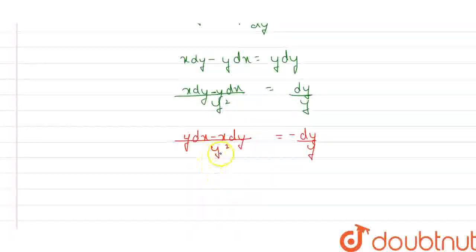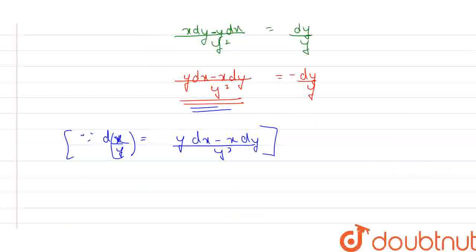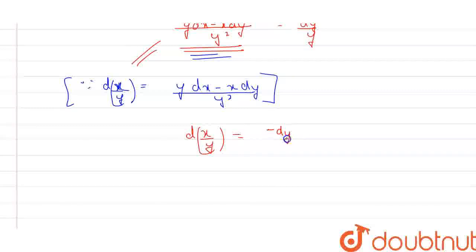Now you will notice why I've written this part, because somehow I have to find the differentiation of x by y, because you know that this term is basically the differentiation of x by y. Look here carefully. Using the chain rule, this will become y first, then the differentiation of x, so dx, minus x dy, divided by y square. Since this is the differentiation of the LHS part, on the LHS I can write d of x by y equals minus of dy by y.